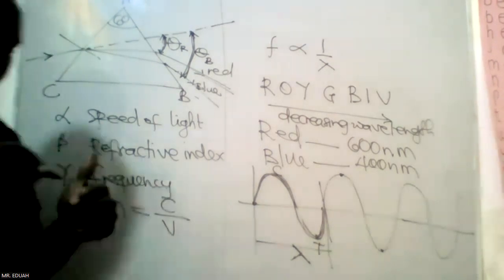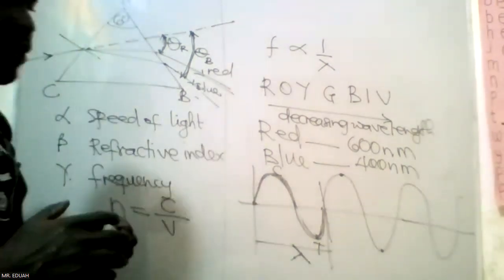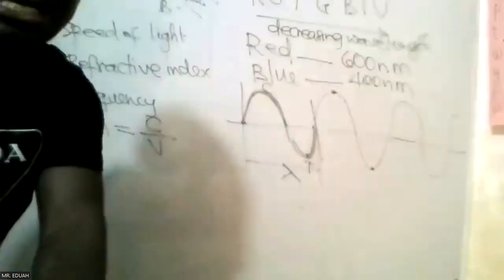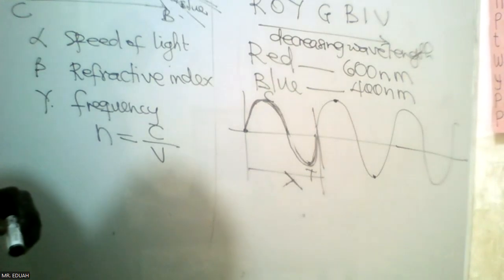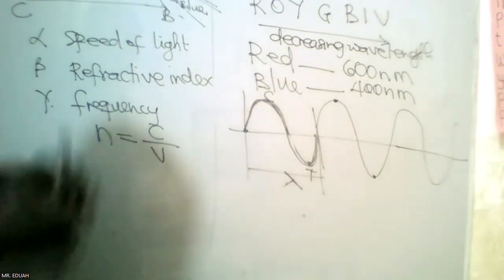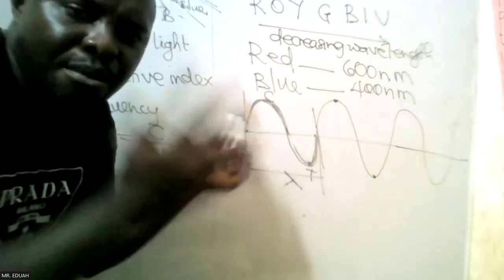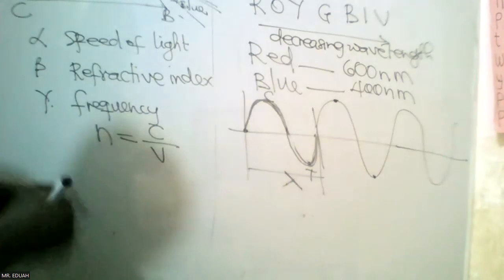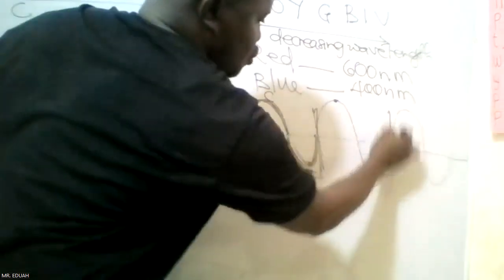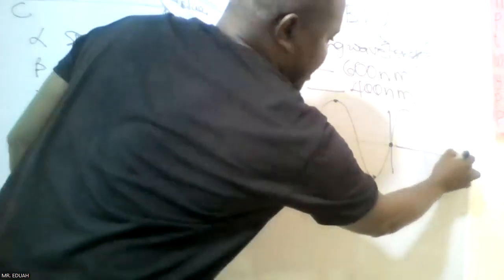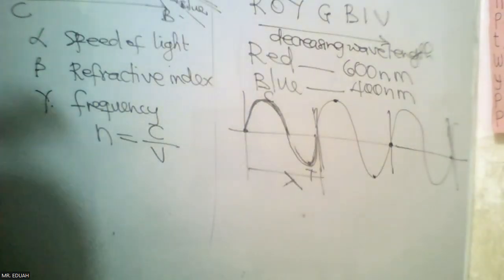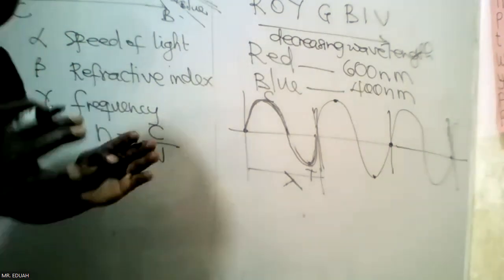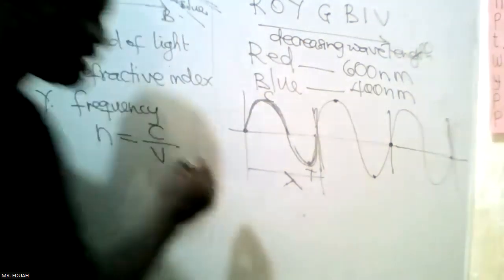Okay. Now, when we talk about frequency, we are talking about the number of complete waves within a given time. So how many complete waves can we count? Look at this one. We can count 1, 2, 3, and then a quarter. Now, if a wave has a shorter wavelength, this is what it means.